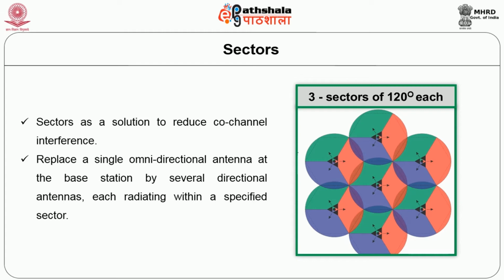You can see in the diagram that a cell has been split into three 120 degree sectors. Now, the base station feeds three 120 degree directional antennas, each of which radiates into one of these sectors. Again, this diagram represents the formation of the sectors. It is a 3-dimensional view. So, 1, 2, 3 sectors are there.